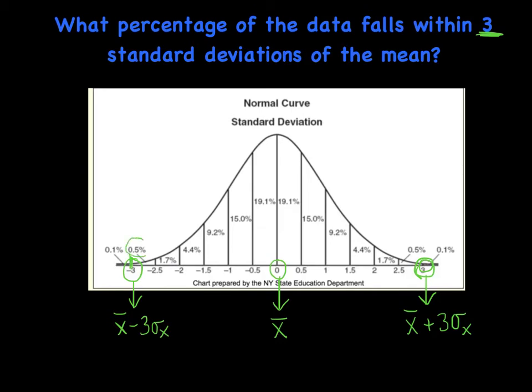In fact, the 0.5 is the first one I add. And then 1.7, 4.4, 9.2, all the way across. Keep going, and then stop right there at the 0.5. And you should end up with approximately 99% of the data falls within three standard deviations.